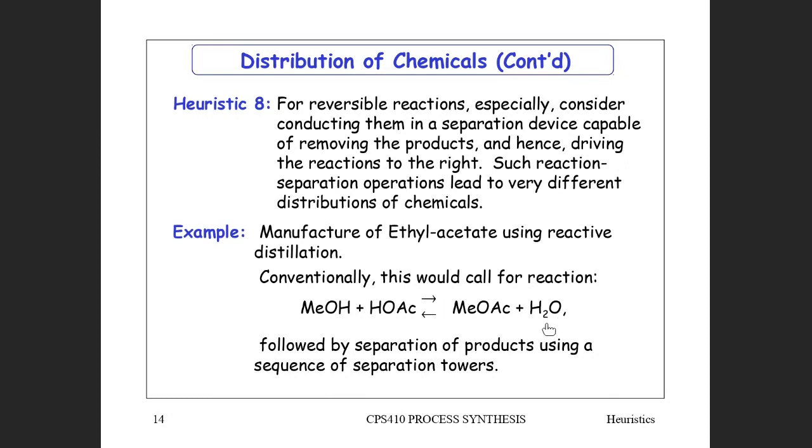consider as your thermodynamic limit of the concentrations of these things. So conventionally, such reaction separation operations lead to a very different distribution of chemicals. As in, if we went to equilibrium with this reactor, we would have some of all of these things in our product. But if we do this in a distillation column, I'll show you.